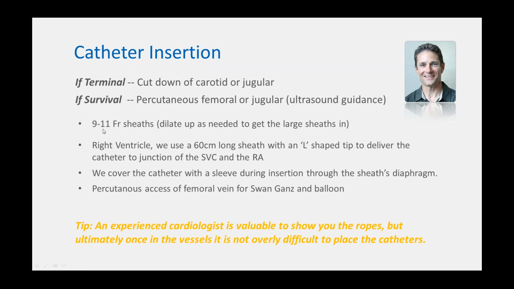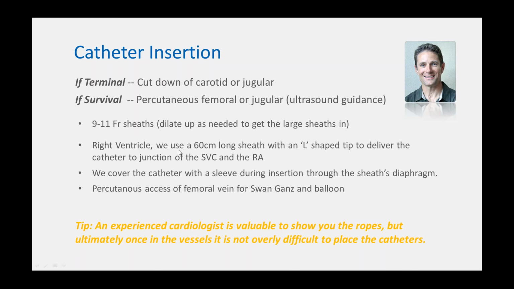Again, we use 9 to 11 French sheaths. We're always looking to be 2 French bigger than the catheter that we're using, and we go up to 11 French sheaths because oftentimes our occlusion balloon is so big it's hard to get in anything any smaller. We'll normally start with percutaneous access with about a 5 French catheter, and then we dial up to the 9 or 11 French sheaths to make it a little bit easier for us to get in.